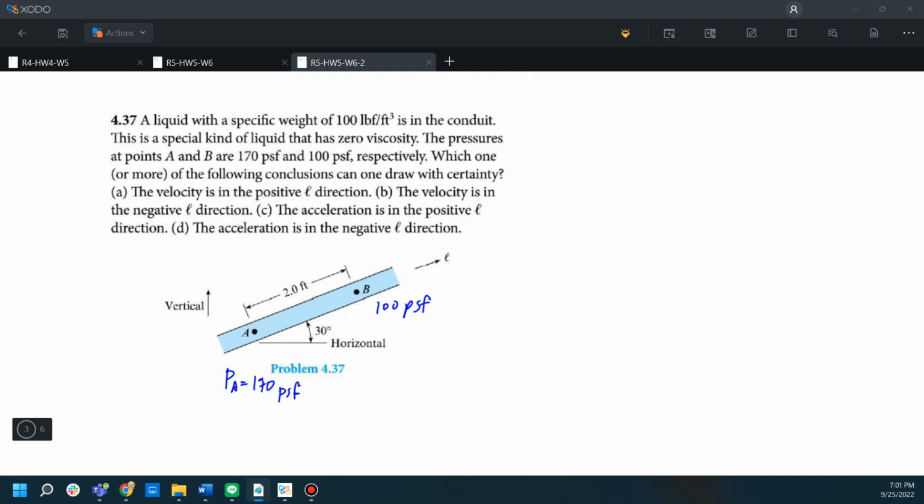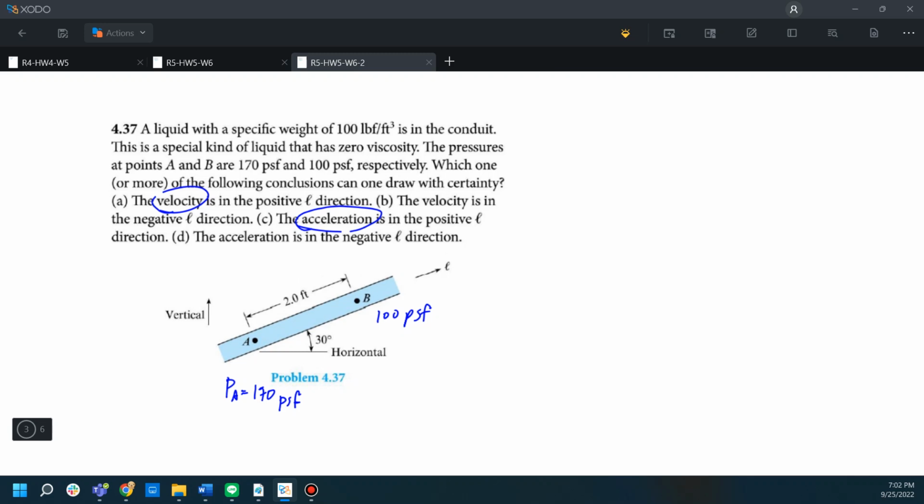So in this problem, options A and B ask about the information for the velocity, and options C and D provide the information for the acceleration. But again, when we have the pressure, what equation might we be able to use to gain the information for velocity and acceleration?